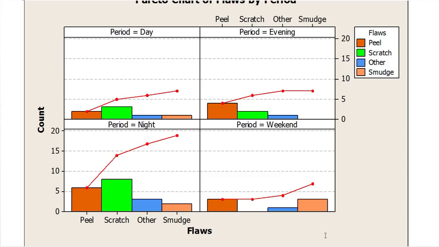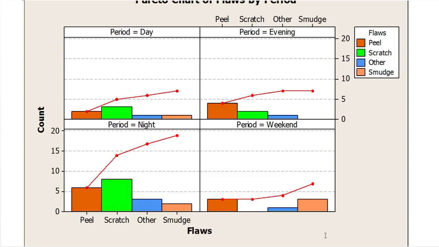So it's interesting, you see some differences in the shapes of both the cumulative frequency line and the different bars. So, for example, you tell me, what would you do if you were the manager of this plant? What would you do with this information? Well, the first thing I'd notice is that peels and scratches overall are my 2 biggest problems. So I would definitely concentrate on trying to fix those two things.